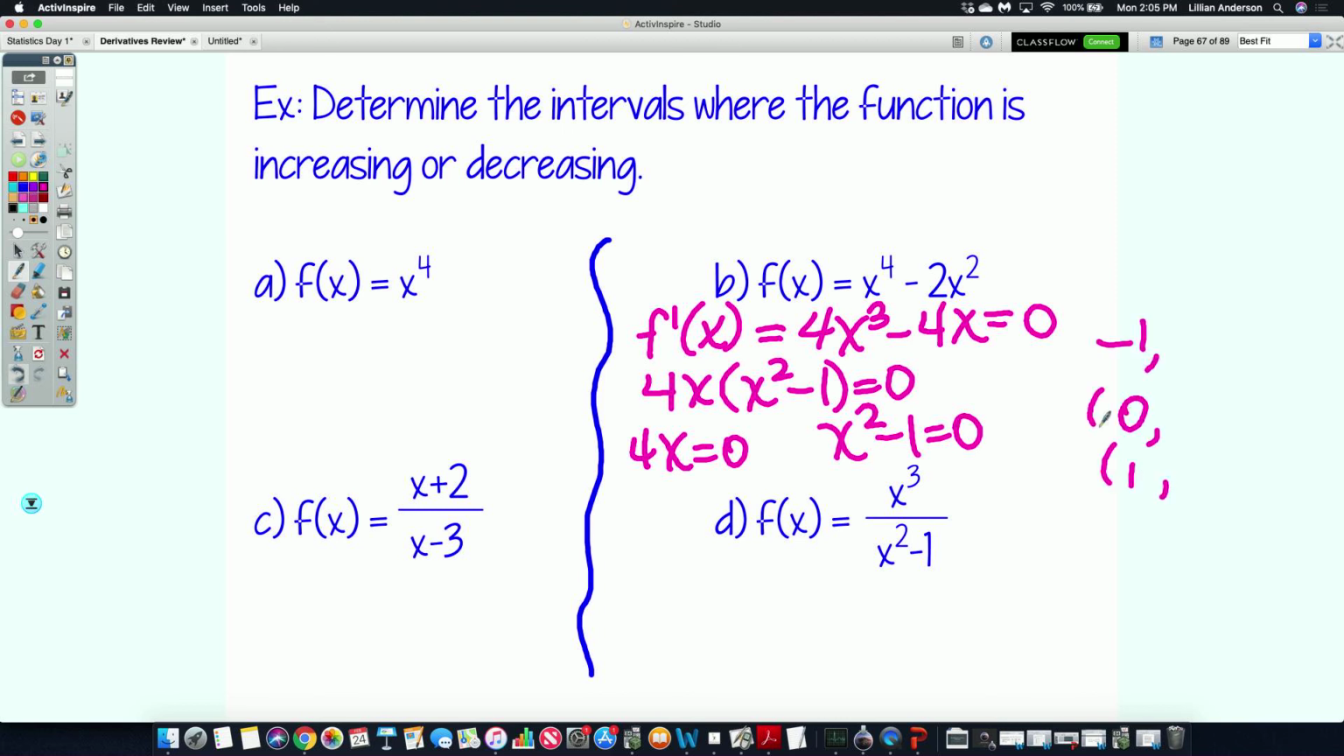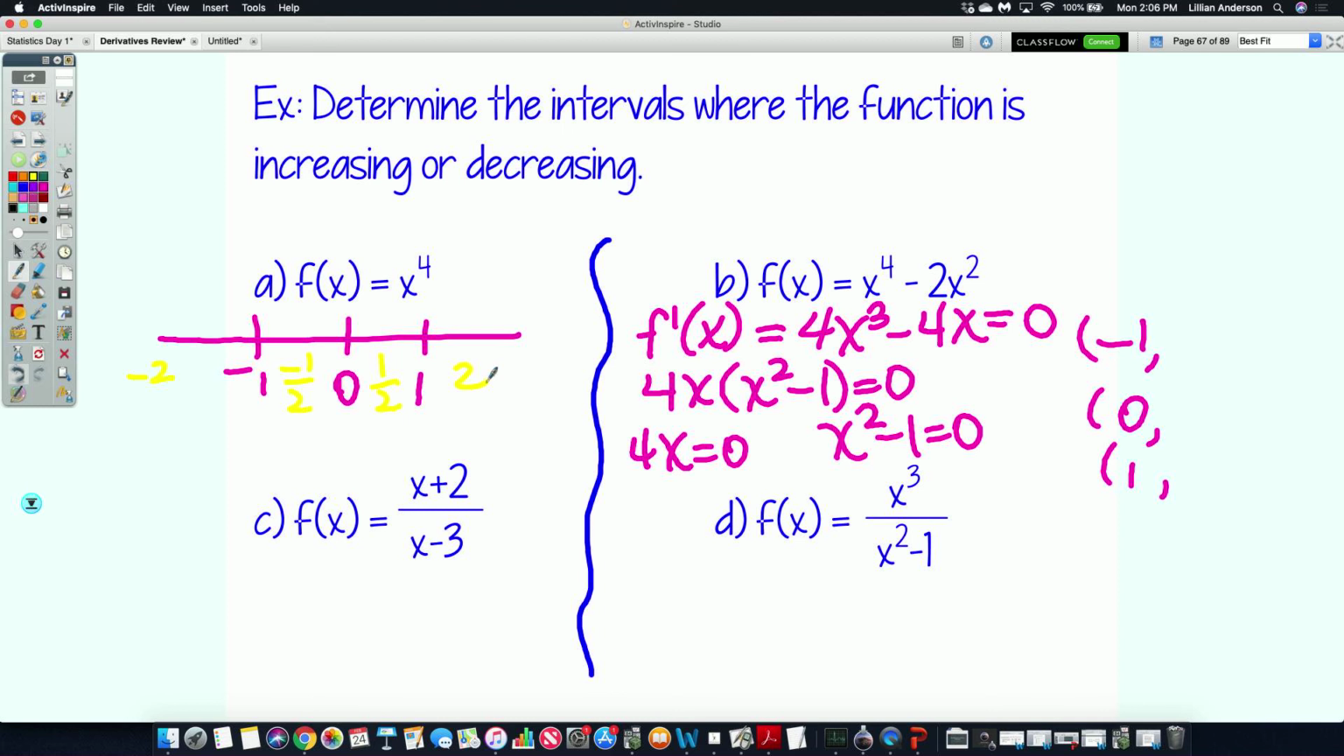Okay, so there's something happening at each of those points, whether it's a max, a min, or it might not be anything. But we need to take those points and put them on a number line. That's -1, that's 0, and that's 1. So that is 4 intervals that I need to check: -2, -1/2, +1/2, and +2. I need to check these numbers that are in between each of these intervals, and I plug them into the derivative, which is right here, 4x to the third minus 4x.